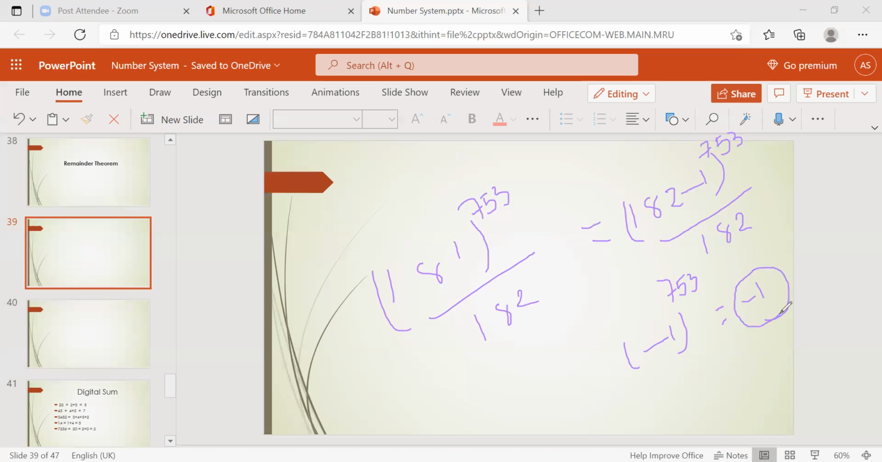So remainder always will be positive only, not in minus values. So what's the minus 1 essentially? Minus 1, we have to add the denominator. 182 added to minus 1, it's nothing but 181 is the remainder.